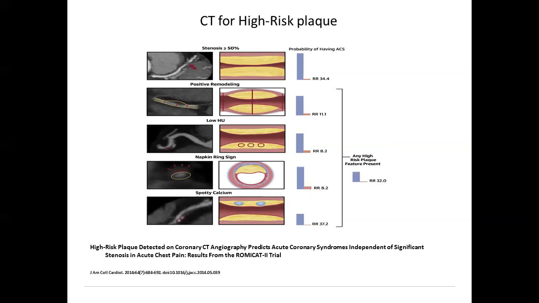Low Hounsfield units, which is basically just fatty deposits, and that's what fat has: a negative Hounsfield unit. So that's what gives you the low Hounsfield unit, and this is your probability of developing ACS down the line, your relative risk. So the numbers sound pretty impressive, but it's still small numbers.